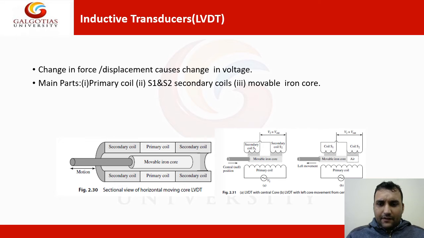This is the movable iron core, this is secondary coil 1, there is also secondary coil 2, this is the primary coil, and this is the voltage power source. So when this movable core moves, there is a change in inductance. The difference between these inductances is measured using this system, and then we can measure the value of the total change.